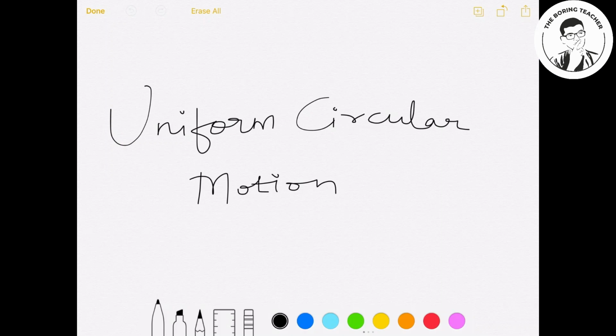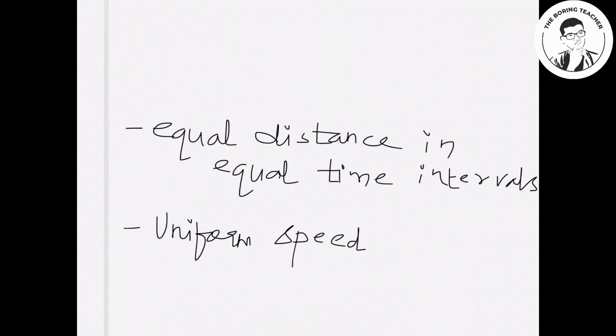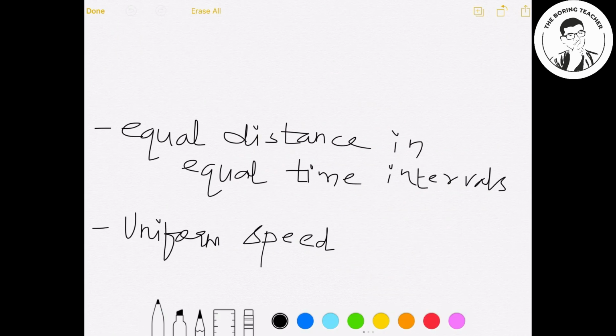Uniform circular motion, what is it? How to define it? When a particle, an object, moves with a constant speed in a circular motion. Constant speed means the speed remains uniform. When a particle moves with a constant speed in a circular path, then its motion is said to be uniform circular motion. Now, as the speed remains constant, that means the object travels equal distances in equal time intervals. That is how it remains in uniform motion.